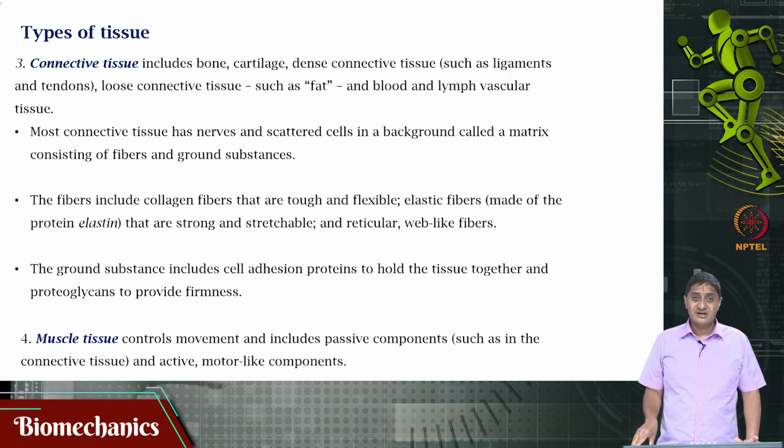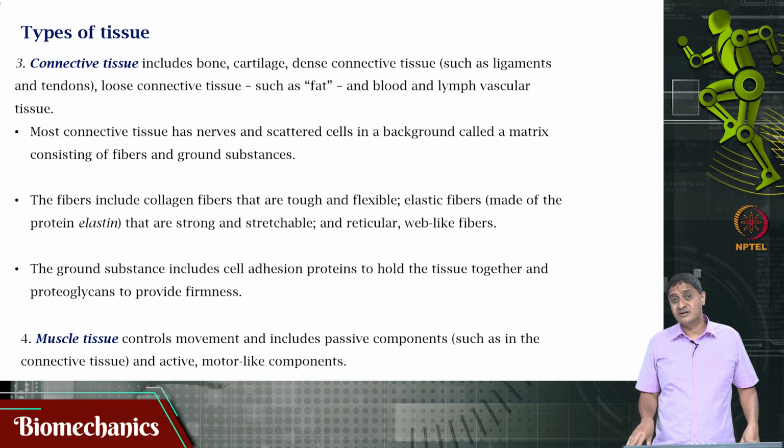Most of the connective tissues have nerves and scattered cells in a background called the matrix. So, there are some substances scattered around, and they consist of fibers and some background substances, or ground substances. These fibers can be of different types. They include collagen fibers that are relatively tough and flexible, and elastic fibers. These elastic fibers are made of a special protein called elastin that are strong and stretchable, right? And web-like fibers. So, fibrous tissue comes in many forms: collagenous, elastic or web-like fibers.